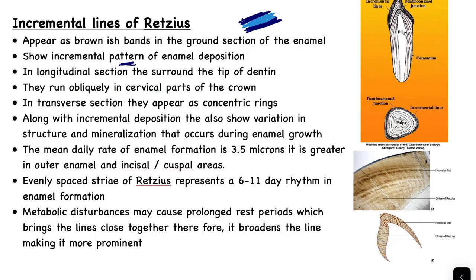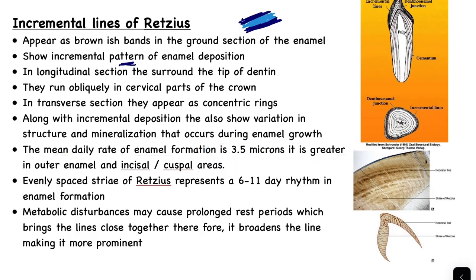In transverse section, they appear as concentric rings as well. So in the transverse section, if I cut a tooth from here, they appear as concentric rings. Along with incremental deposition, they also show variation in the structures and mineralization that occurs during enamel growth. What it means is that in the dark blue active phase, the enamel will have a different consistency. It might be more mineralized than the light blue resting phase. In the resting phase, enamel is still being formed, but maybe it's less mineralized, or it will have a different consistency.